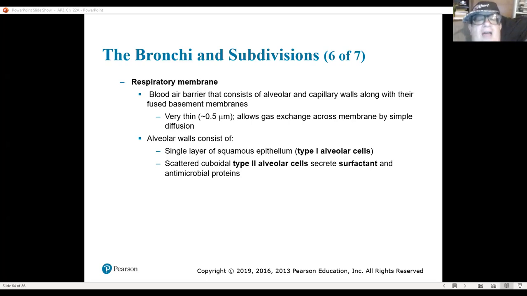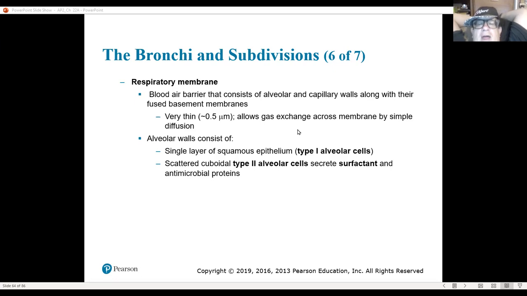Anyway, so very thin, half a micron. Because it's so thin, it's easy to get gases across. So you can take oxygen out of the air and put it into the blood, or you can take carbon dioxide out of the blood and put it into the air so you can breathe it out. The alveolar wall is a single layer of squamous epithelium, squamous because flat, because thin. We call those type 1 alveolar cells.